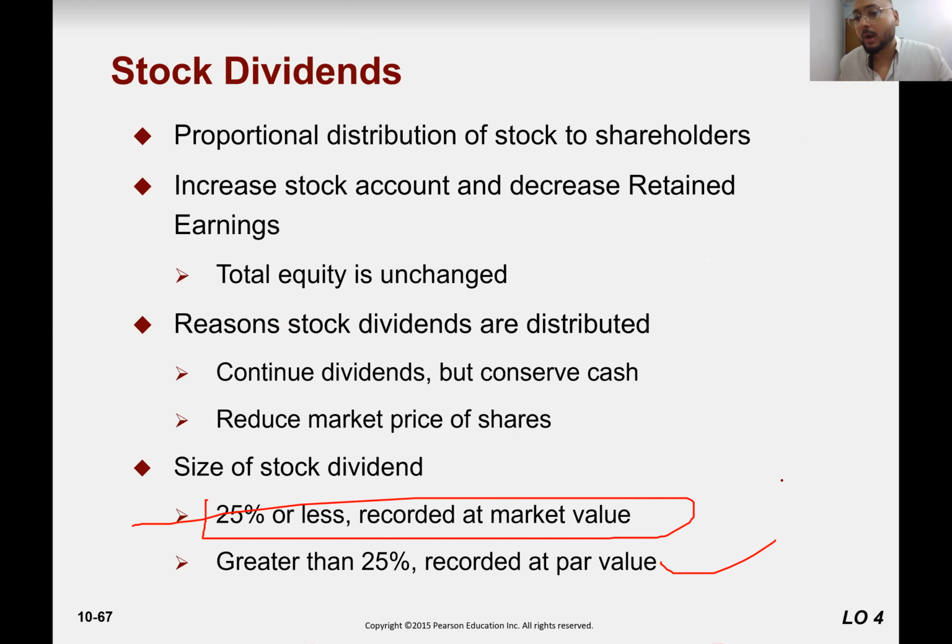Par value can be $1, can be $0.05, can be $10. It's up to the company policy, right?